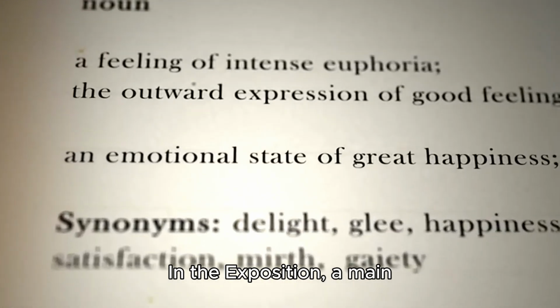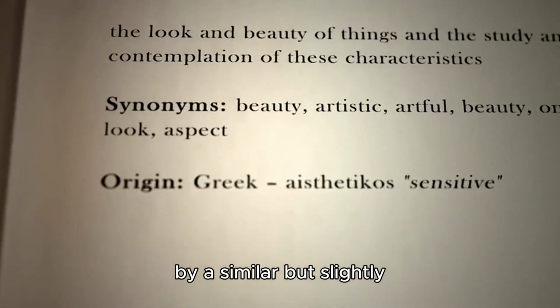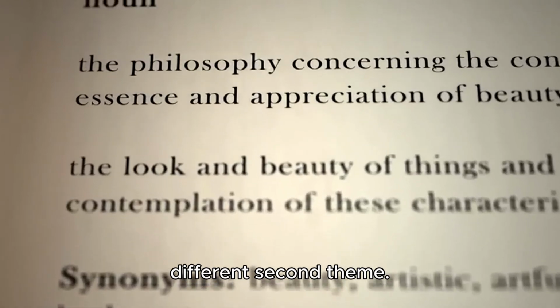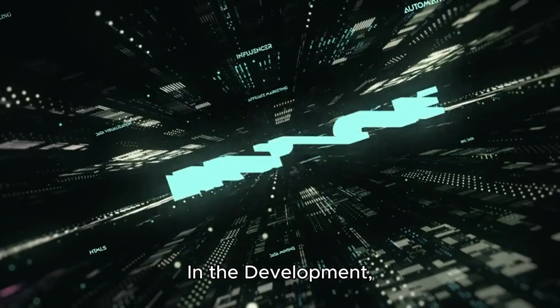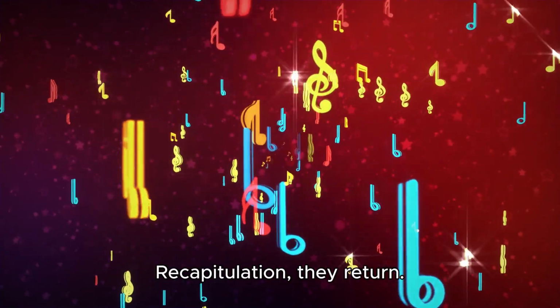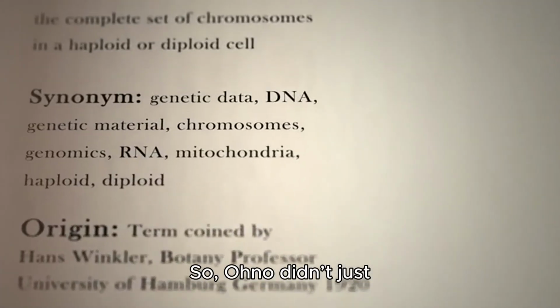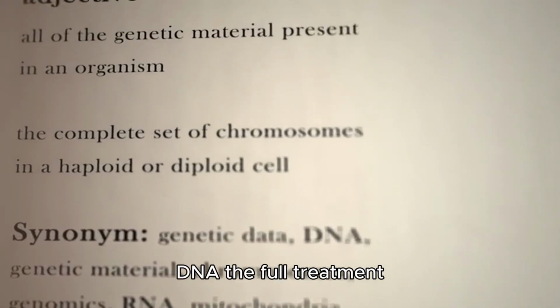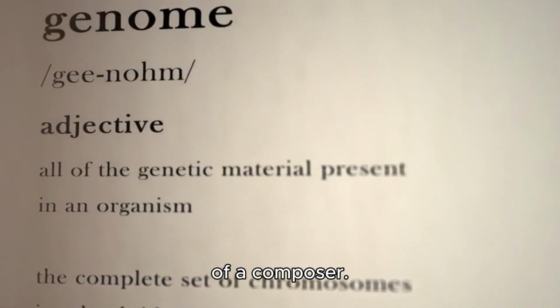In the exposition, a main theme is presented, followed by a similar but slightly different second theme. In the development, these themes evolve, and in the recapitulation, they return. So, Ohno didn't just assign notes, he gave DNA the full treatment of a composer.